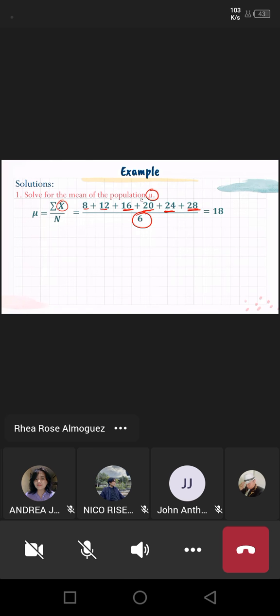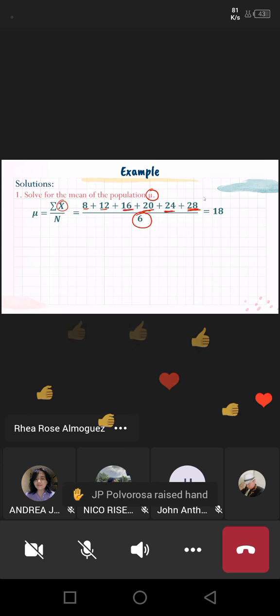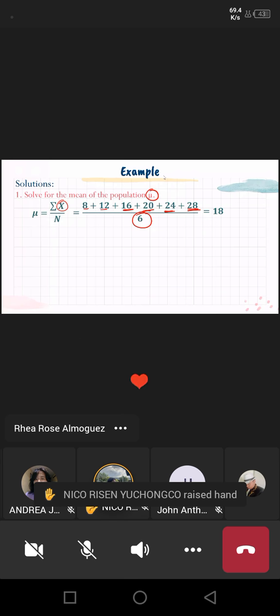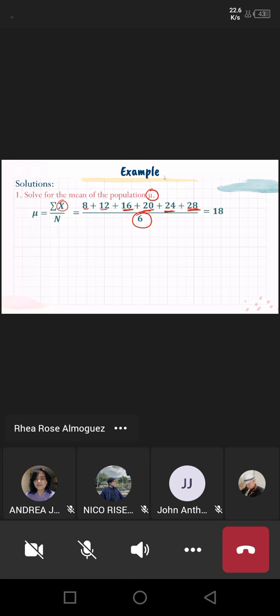Pa-react na lang po if yes, kung clear naman po sa inyo. Add and divide lang po ito. Yes, Nico? Clear po, ma'am. Okay. Kala nag-raise na. Sorry. Hindi pala clear yung pagsabi ko reaction.